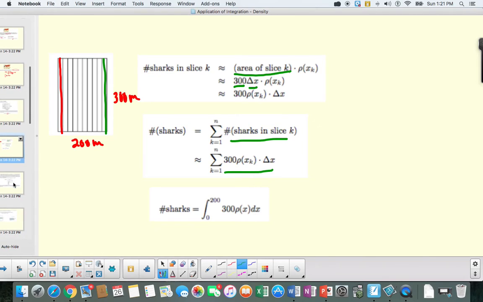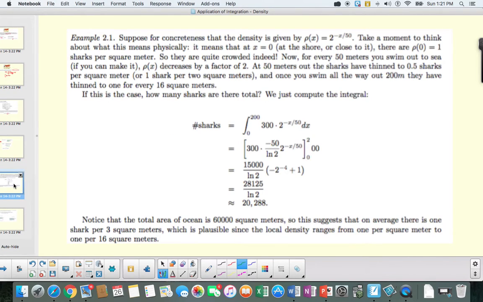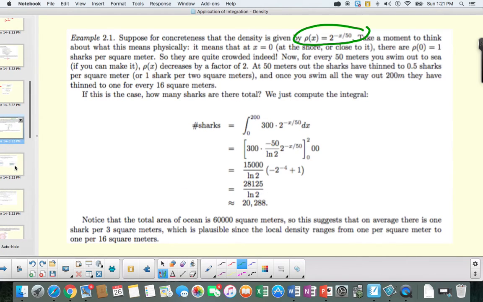If we want to have a specific density, let's say this, then we're going to replace that f of x with this density, and then we'll get this. And this is the estimation of the number of sharks in that rectangle.